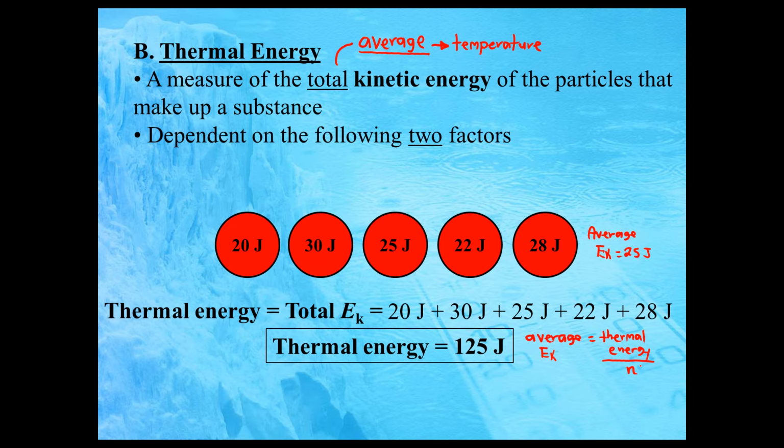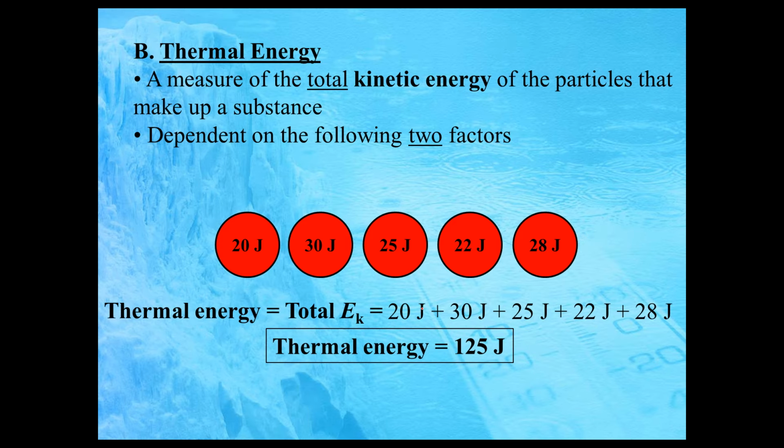Now, let's say that I wanted to increase the thermal energy of a substance. There's two factors that thermal energy depends on, which means that there's essentially two things I could do to make the thermal energy of a substance larger. Okay, so look at my 5 particles, the 20, 30, 25, 22, 28 joules. Currently, my total kinetic energy and my thermal energy is 125 joules. What could you do that would actually increase the thermal energy?